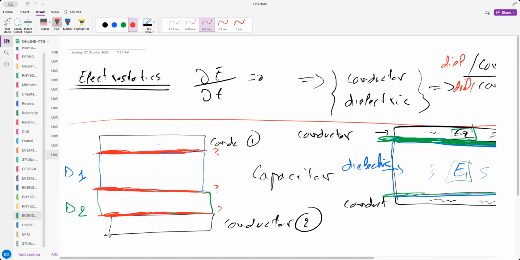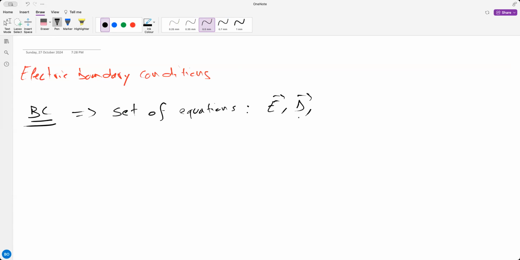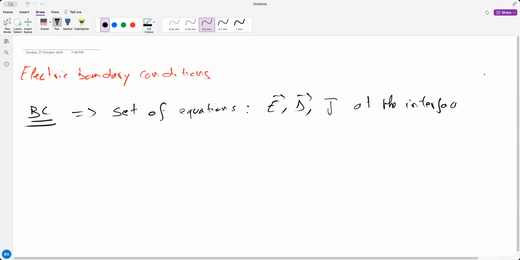So this is what we are trying to do, because this is very important. Any question? So that's why we want to calculate the boundary conditions. So the goal here is, I will call them BC, which is the boundary conditions. We want to derive a set of equations that will enable me to calculate the electric field, the electric field density, the current density at the interface between two media.